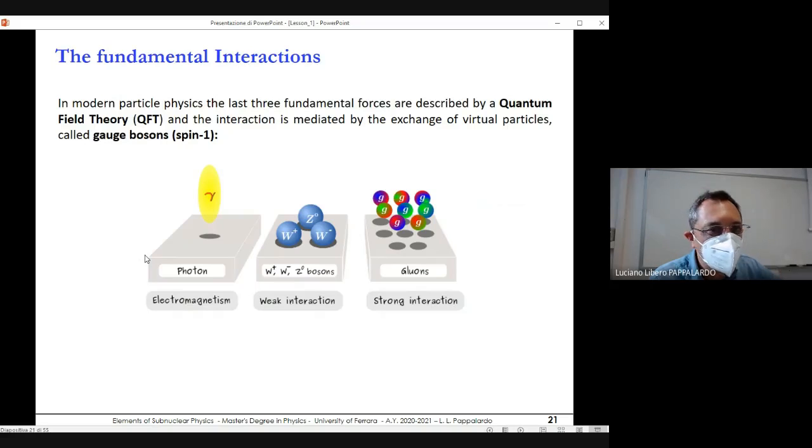Now, in modern particle physics, the last 3 fundamental forces, so electromagnetism, the strong and the weak force, are described by quantum field theory. And the interaction, as I was mentioning before, is mediated by the exchange of virtual particles that we call gauge bosons. They all come with spin 1; they are vector particles, vector bosons. For electromagnetism, we have the photon, as you know. For the weak interaction, the 3 mediators are the W+, W-, and Z boson, which give rise to 2 different currents: the charged currents mediated by the Ws and the neutral currents mediated by the Z0. And for the strong interaction, we have the gluons, which come in 8 different combinations of color and anticolor, as we study.